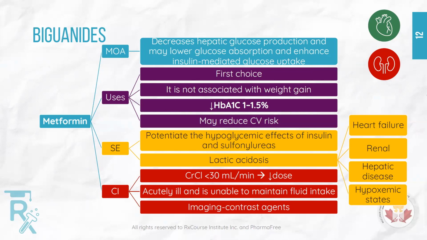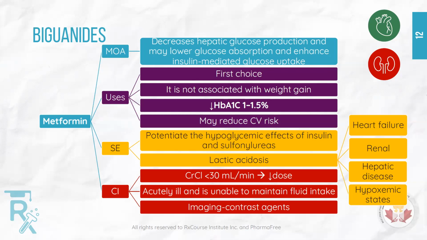It's not associated with weight gain, and this is a good point to consider. It helps in reducing the HbA1c by 1 to 1.5%, which is a great number for an oral medication. Also, we said that it reduces the cardiovascular risk and decreases the mortality, and this is a good point about metformin. However, it still has side effects.